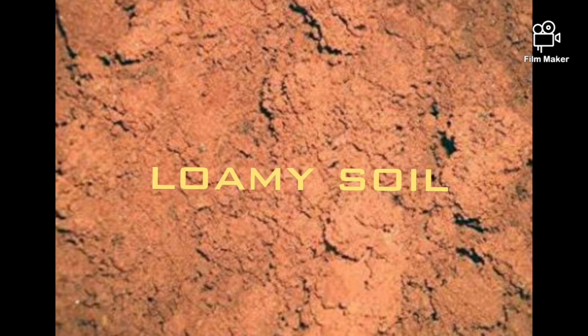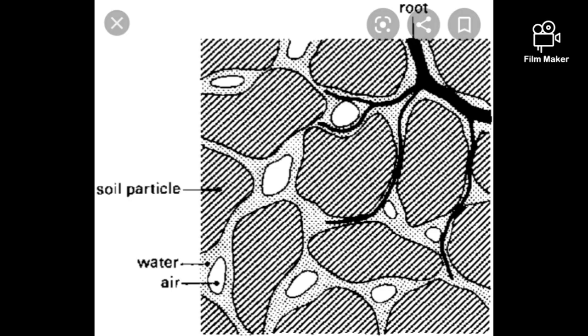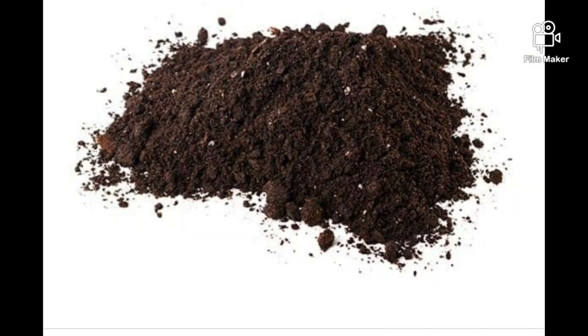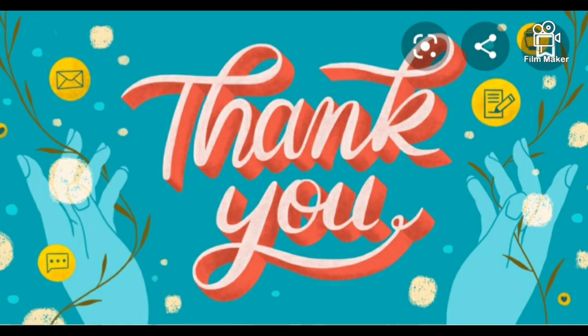Loamy soil is a mixture of sand, silt, and clay particles. It can hold both water and air equally. Loamy soil has humus also. It is considered to be the best soil for irrigation and growth of crops.